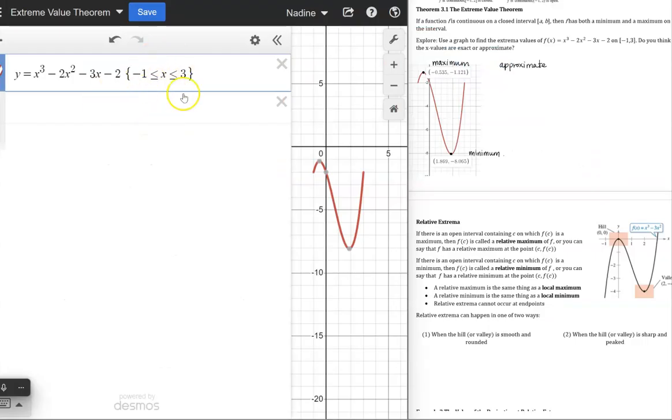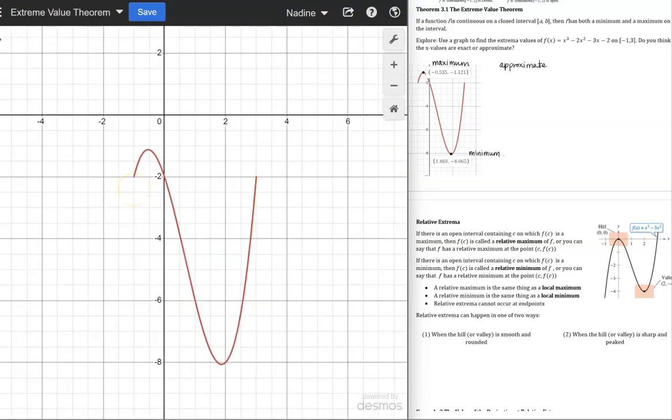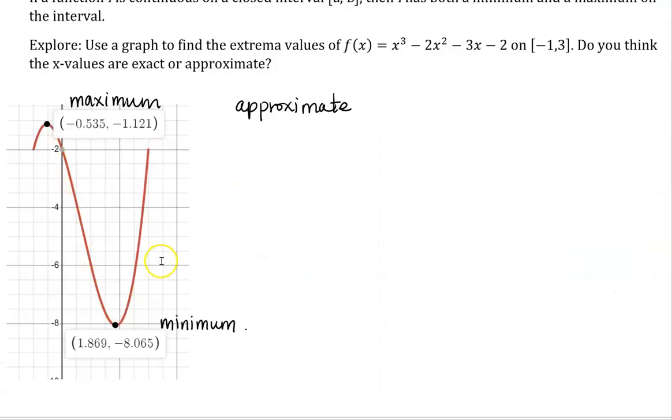So I have gone to Desmos and I have typed in our equation, and because we are only looking for extrema on the interval from -1 to 3, I've added in here in curly brackets that interval from -1 to 3 so that we only see the piece of the graph that stays between those x values. On that piece of the graph, we can see that we do have a maximum and we also have a minimum. I highlighted those points on Desmos before I took this screenshot. You can just click on the graph and it'll show you what those values are. And these x values here are approximate x values.